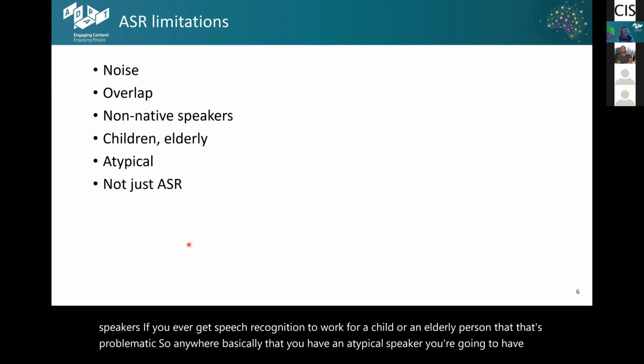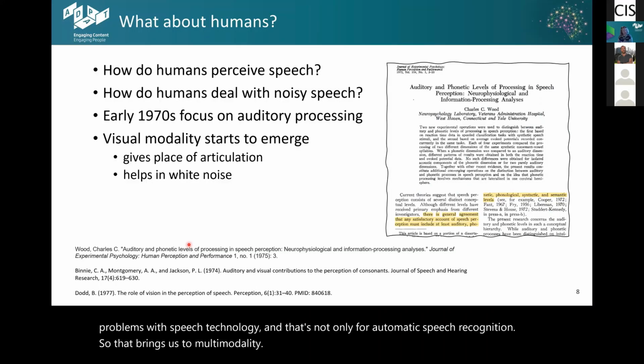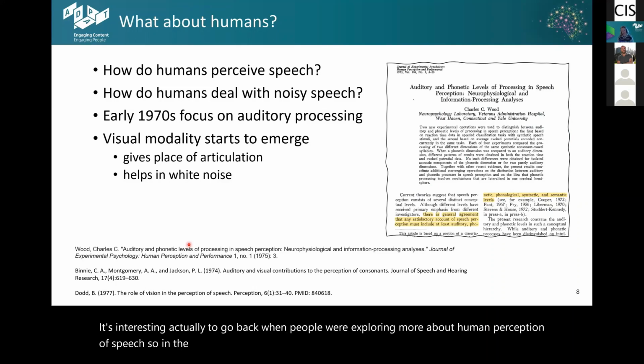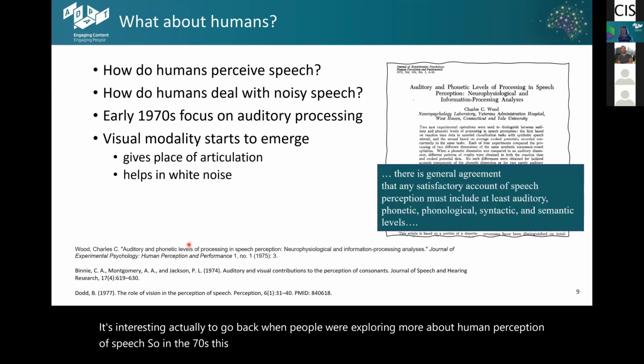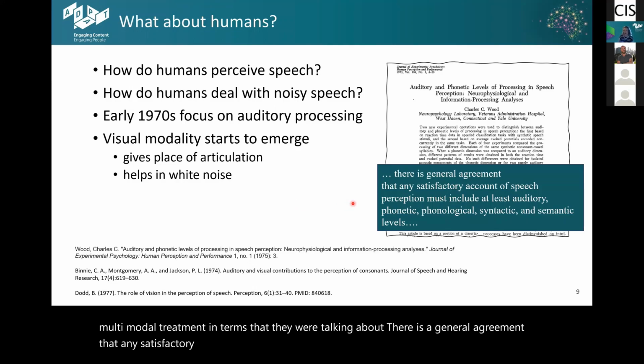It's interesting actually to go back to when people were exploring more about human perception of speech. So in the 70s, this is a well-respected paper at the time, and you can argue that it was a multimodal treatment in terms that they were talking about there is a general agreement that any satisfactory account of speech perception must include at least auditory, phonetic, phonological, syntactic, and semantic levels. But there's no mention of the visual.